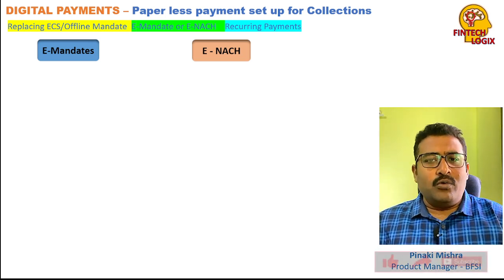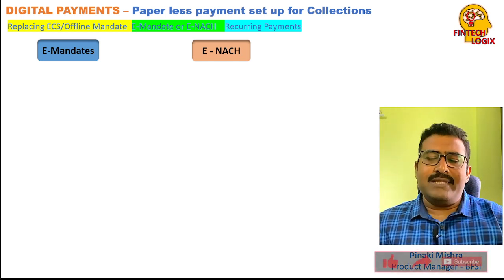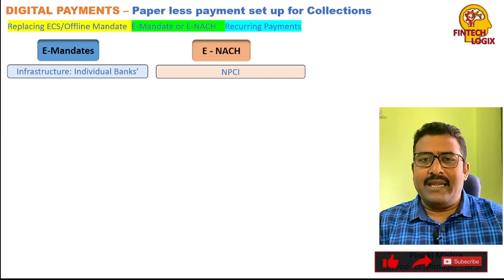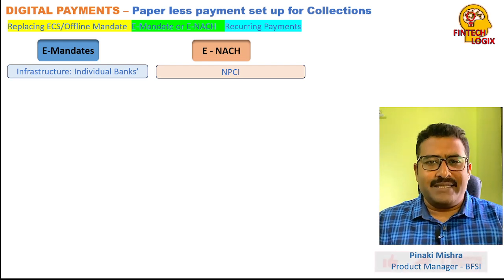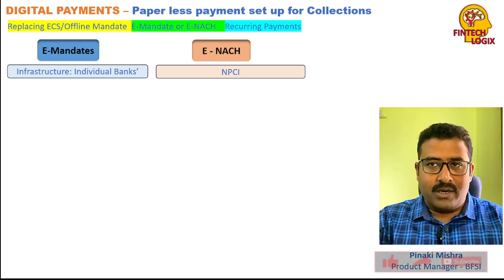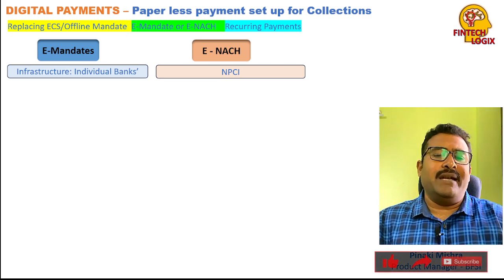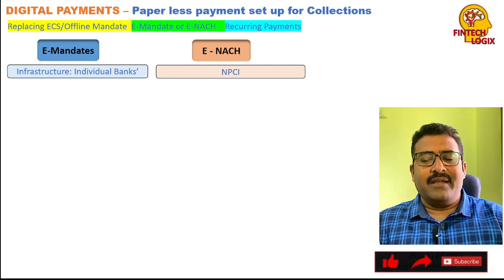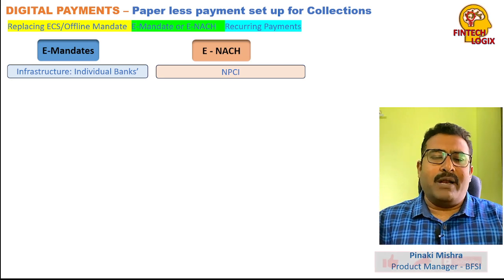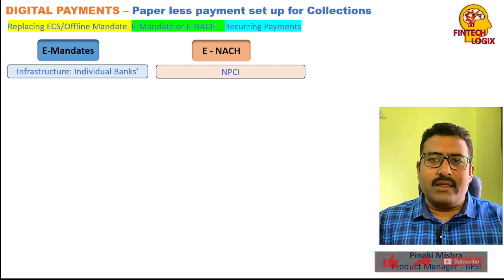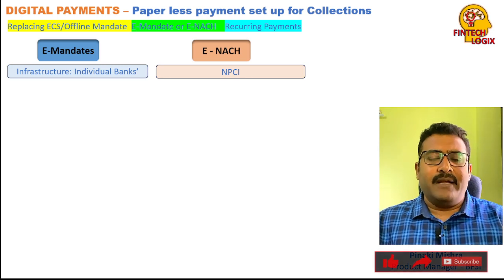Now, to know in simple terms, both these are helping, but your e-mandate is basically an infrastructure that is created by individual banks, and e-NACH is a setup that is created by NPCI, which is actually one of the primary bodies in India, innovating a lot in the payment and card space.